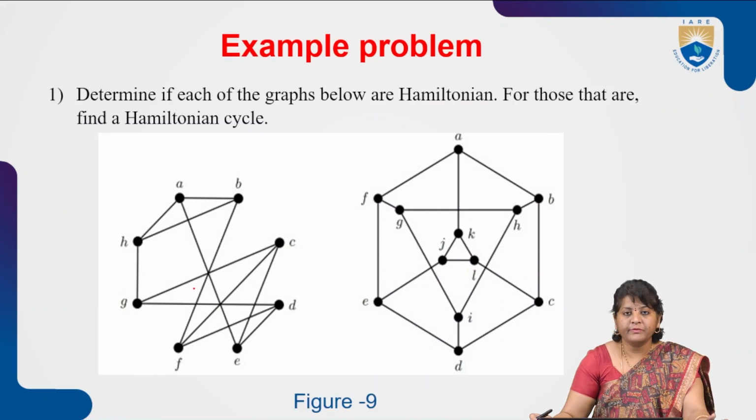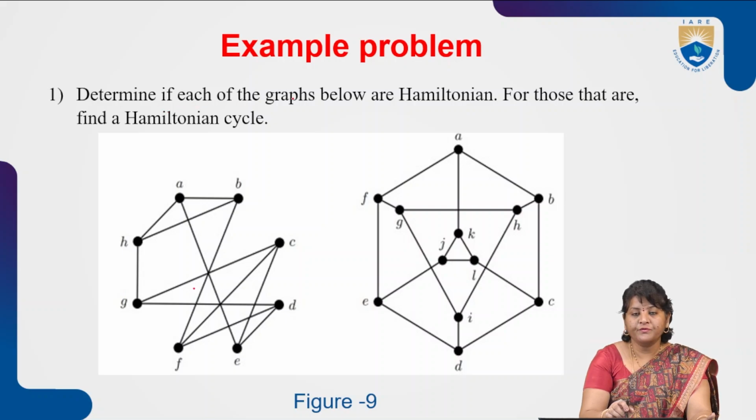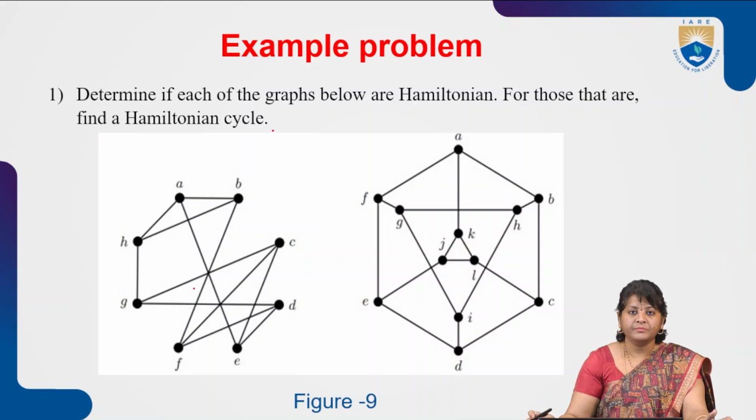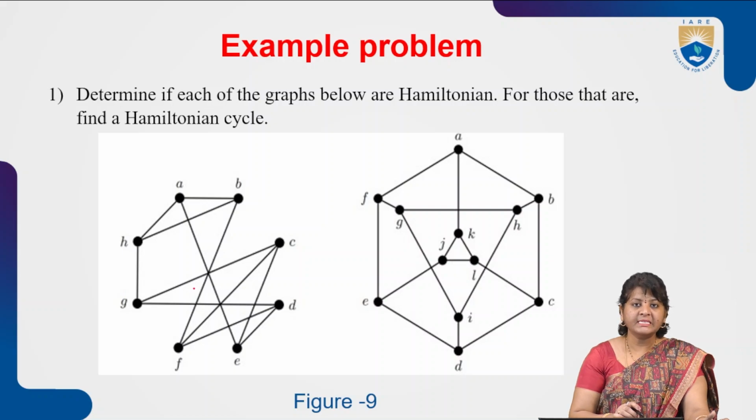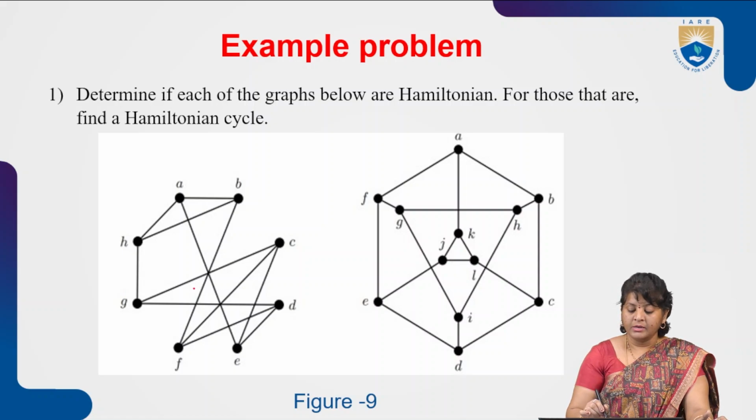And the questions we will be asked in examinations are like: determine if each of the graphs below is Hamiltonian. For those that are, find a Hamiltonian cycle. So here all the vertices are within the graph, that is, they are connected with each other. So this comes under the first condition. The vertices are connected with each other. Graph G is connected. And the second figure is also connected. So both satisfy the first condition.